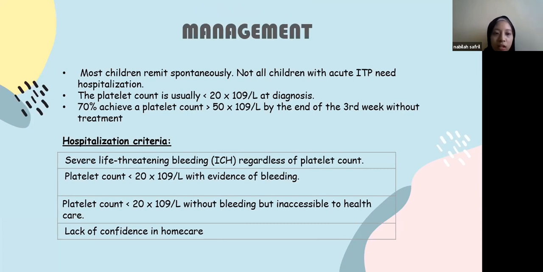So the criteria that need hospitalization are when there is severe life-threatening bleeding, for example intracranial hemorrhage, regardless of the platelet count, or when the platelet count is less than 20 with evidence of bleeding, or when there is bleeding but the patient is inaccessible to healthcare, especially if they live far away from the hospital or the clinics, or when there is lack of confidence in home care.